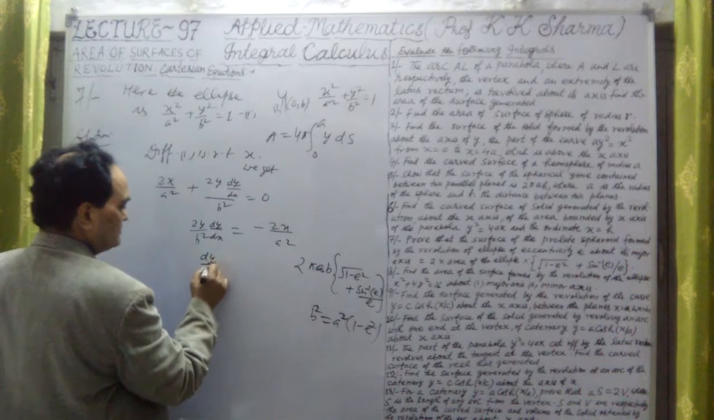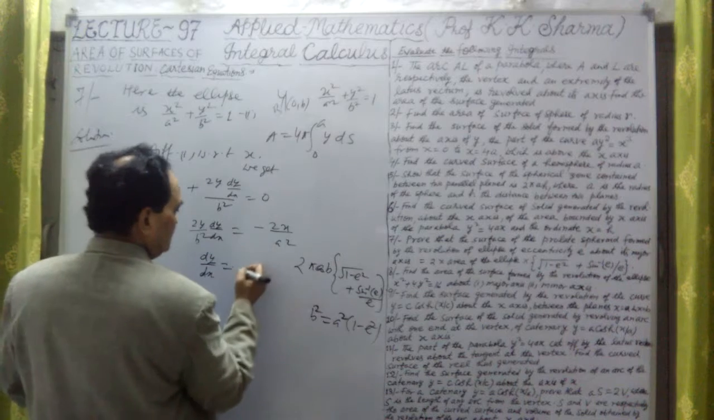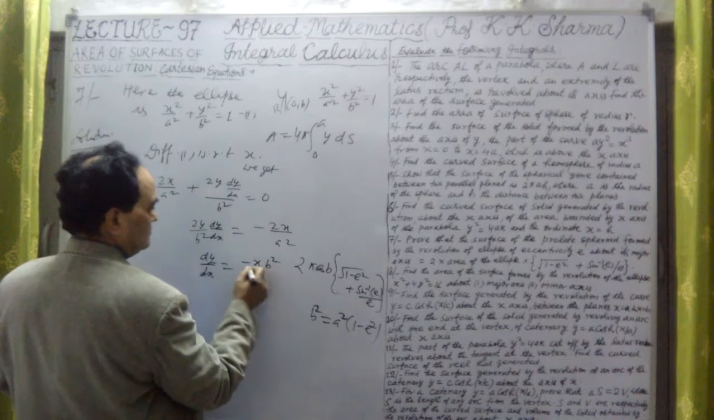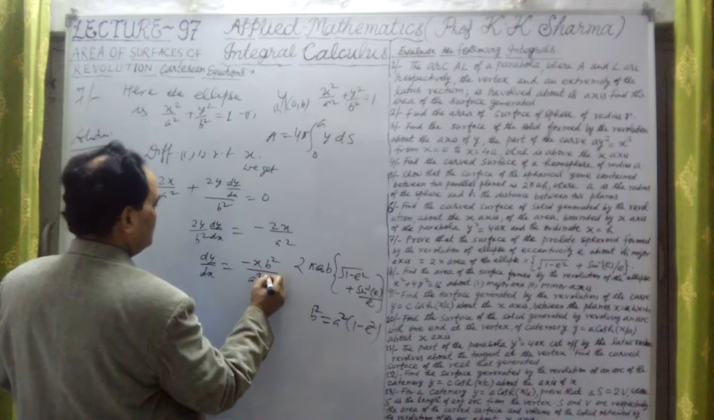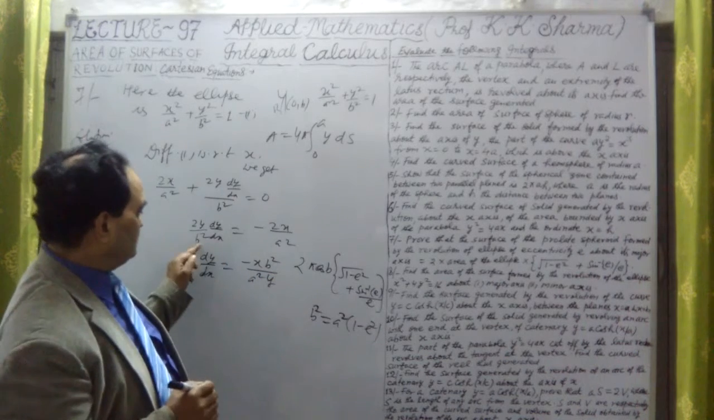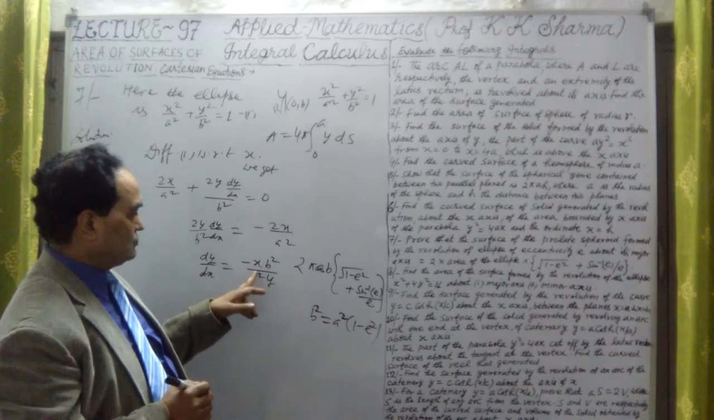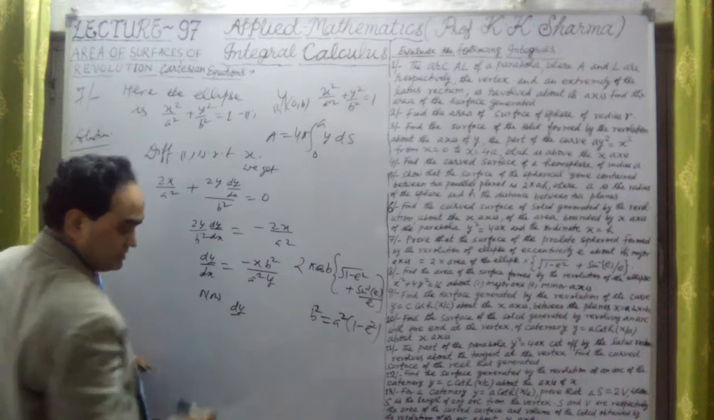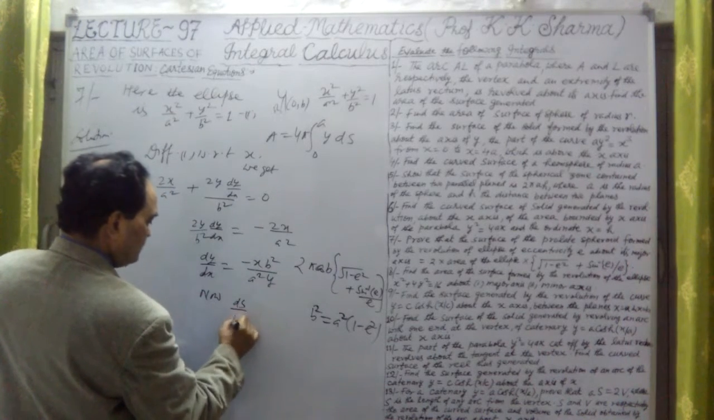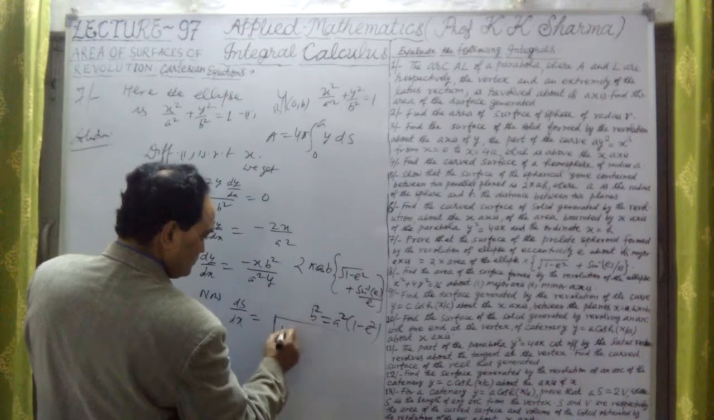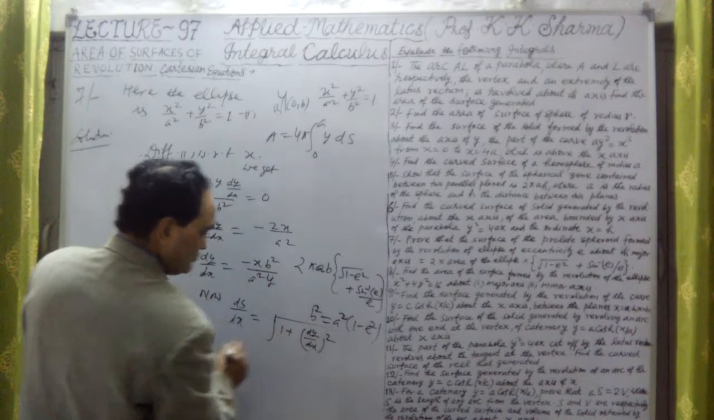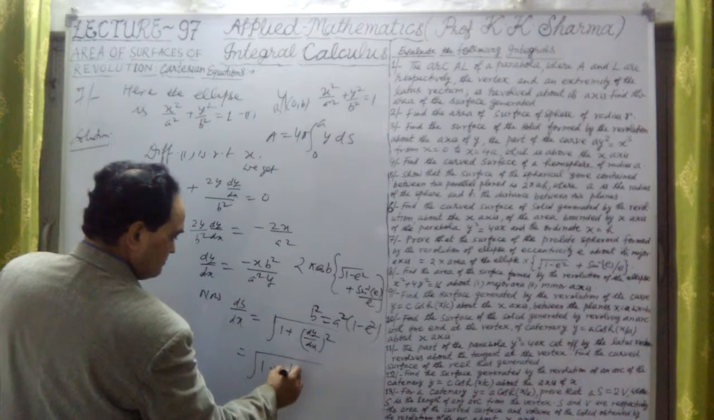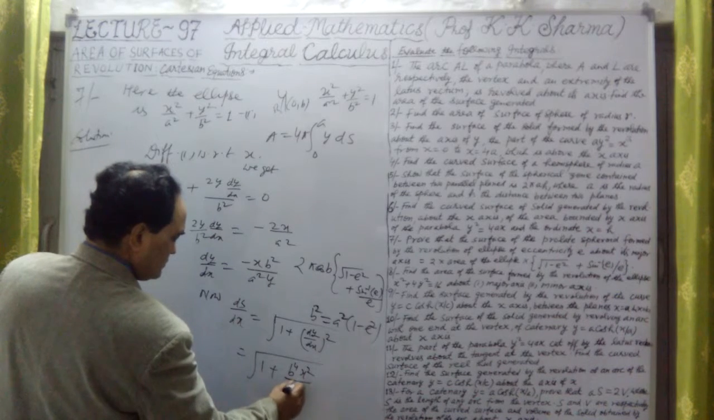Therefore, dy upon dx will be this value: minus 2x, the 2 cancels out. This is minus x into b square divided by a square into y. Because b square comes in the numerator and a square is in the denominator. Now ds upon dx, which we have to find out, is given by square root of 1 plus dy upon dx whole square, that is under root 1 plus b to the power 4 x square upon a to the power 4 y square.